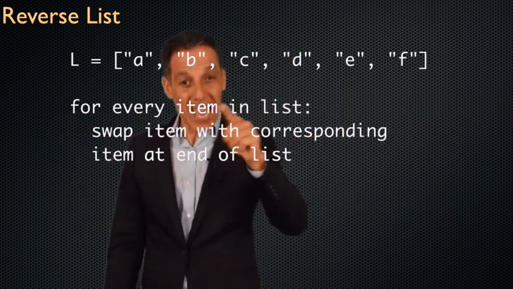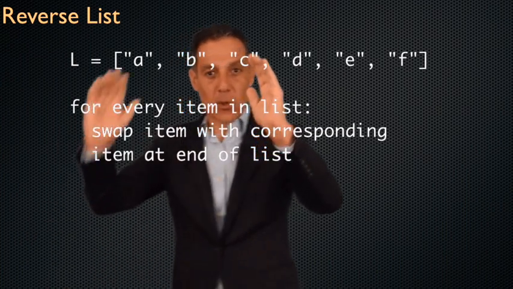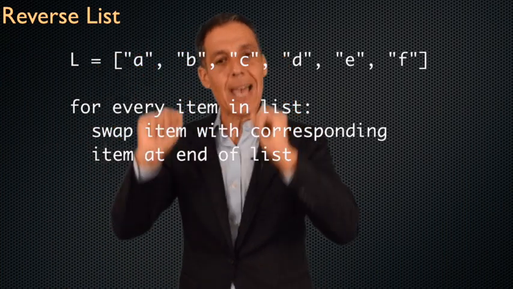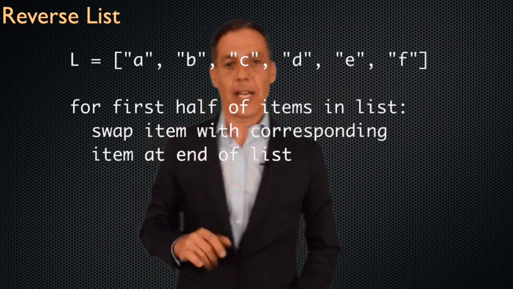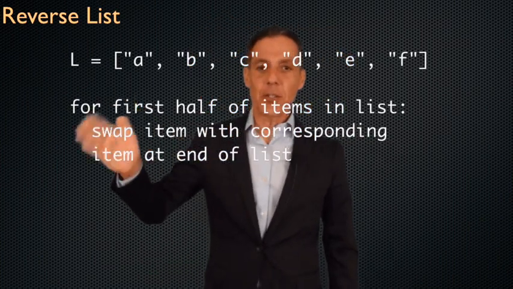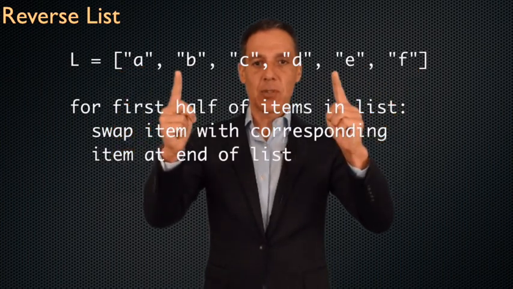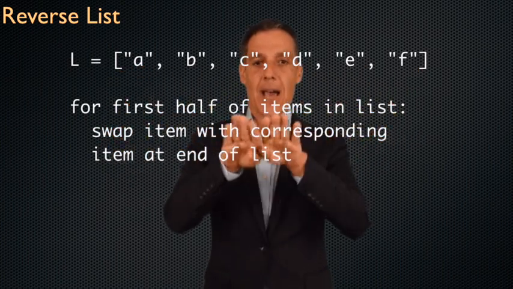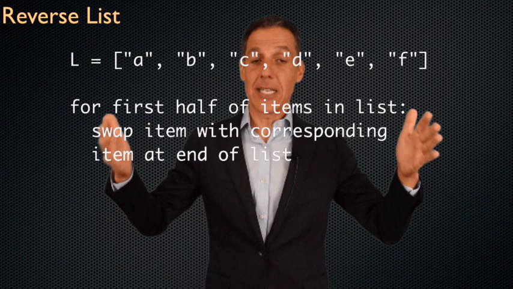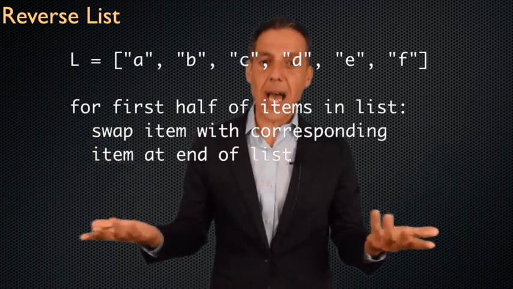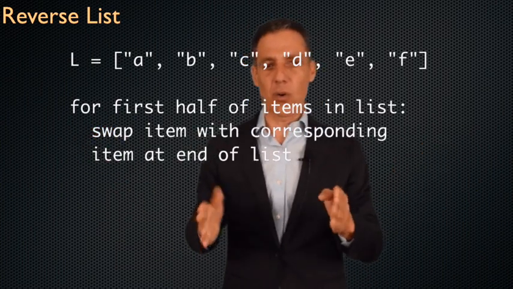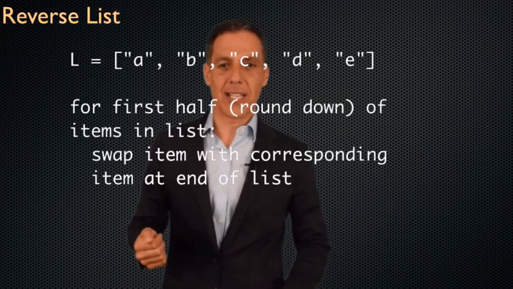I'm not swapping every item in the list. I'm only swapping the first half of the items in the list. All right, so let's fix that. For the first half of items in the list, swap. Okay, swap, swap, swap, good. Now this list happens to have an even number of elements. What if it was an odd number of elements? Okay, so what does half mean? Okay, well, let's fix that.